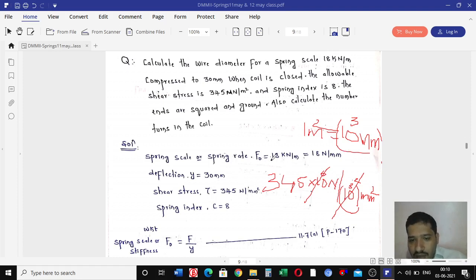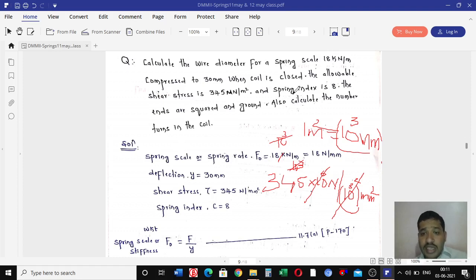Because some students are having the dot here also. 18 as it is, kilo means how much dear? 10 power of 3. Newton as it is, 1 meter equal to how much dear? 1000 mm. This 10 power of 3 and this 10 power of 3 will be cancelled. The remaining term should be Newton per millimeter square. So how much dear? 18 Newton per millimeter square.